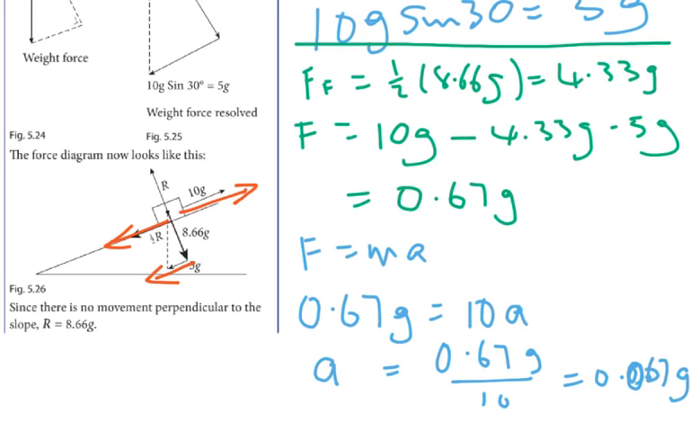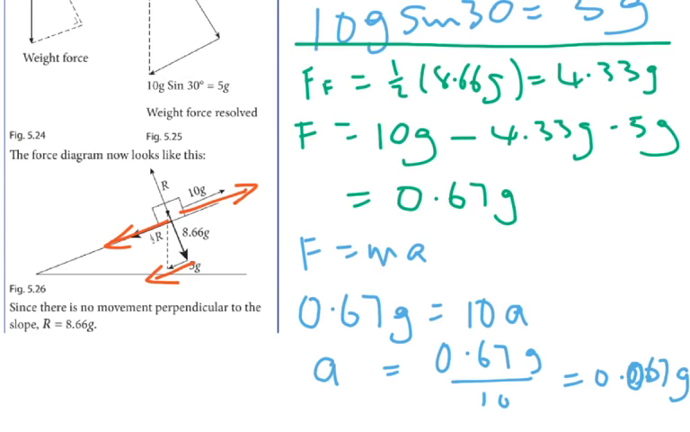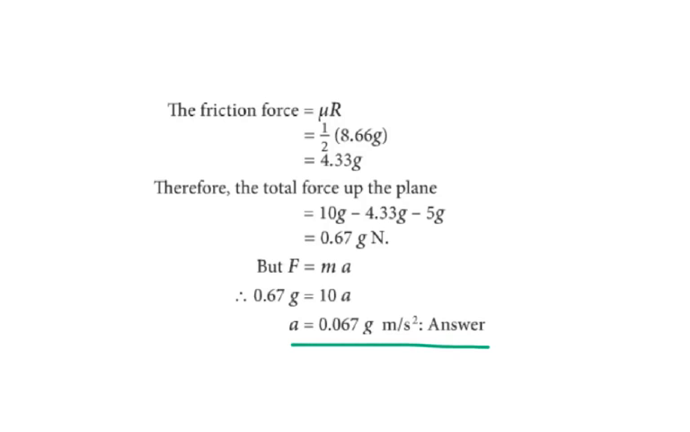I think the question also says it wants it in terms of g. So it finds in terms of g the acceleration. So there's our answer. Our answer is equal to 0.067g. And of course, don't forget that that's in meters per second squared. There we are. 0.067g meters per second squared.